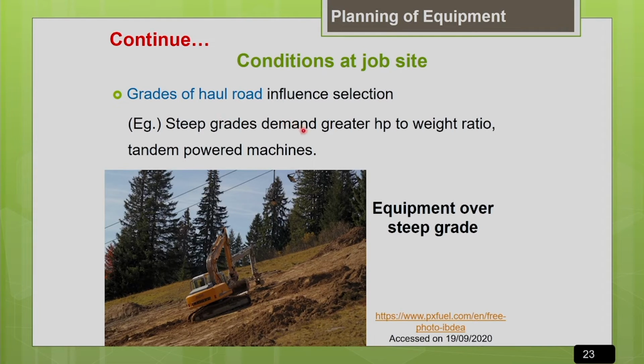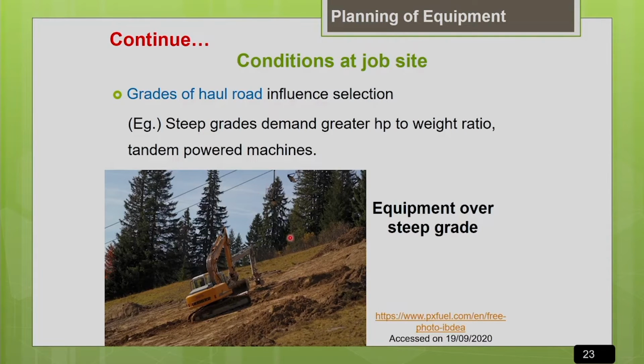So the steep grades demand greater horsepower machines, and on steep grades we have to go for tandem powered machines. So what are tandem powered machines? Basically there are some special machines where all the axles are powered. All the axles in the machine will be powered. So there will be a twin engine component which will deliver more power to the machine.